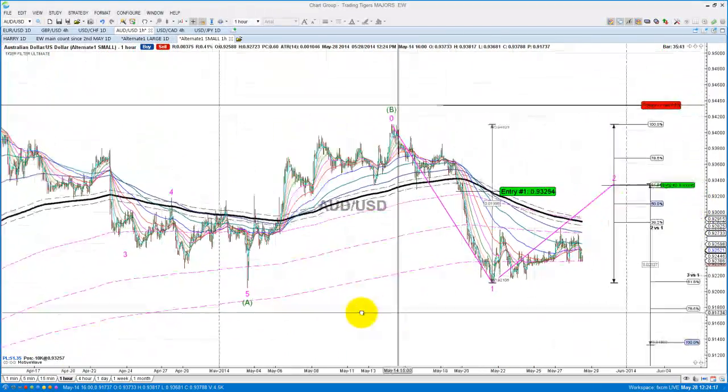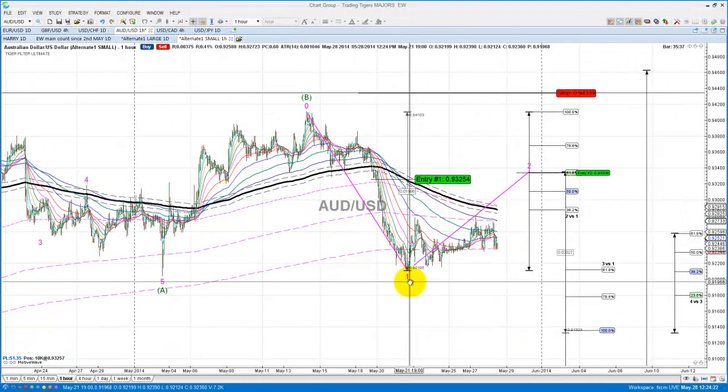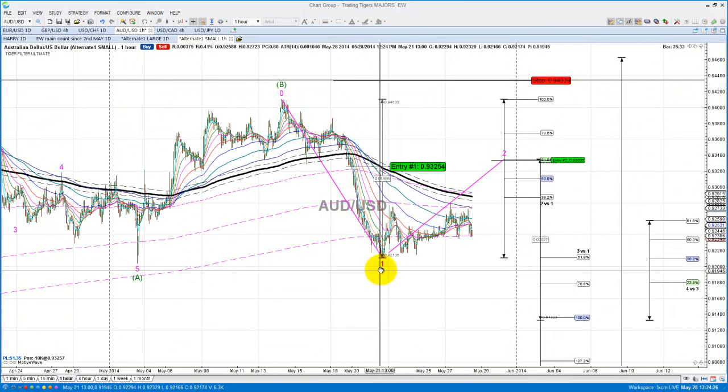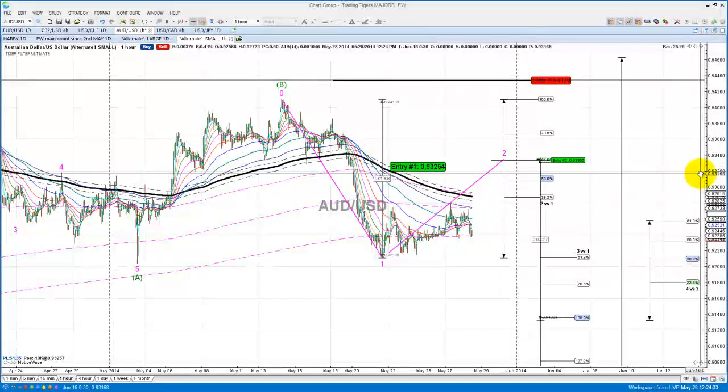So here we have the B move, and then we're in the C move of the intermediate, and they have a 5 wave pattern. So wave 1, we believe, completed on May the 21st at 5 o'clock. We're right down to the hourly chart now.